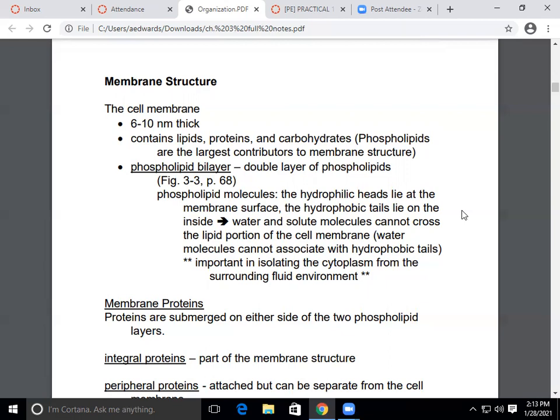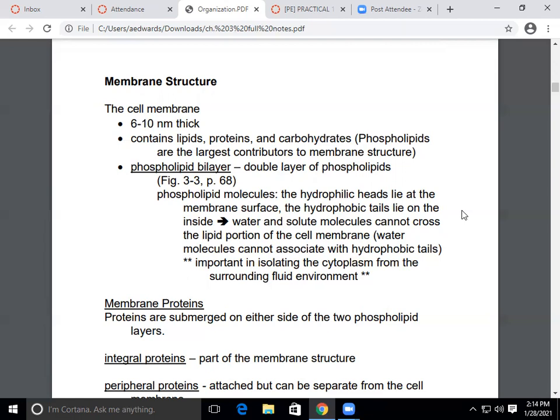What that means is water and solute molecules can't cross the lipid portion. The inside of that membrane doesn't like water, so water can't get through. So you have to have some way of being able to get things through, which we'll talk about in a minute. But that's an important piece to separate your cytoplasm on the inside of your cell from what's going on outside your cell.